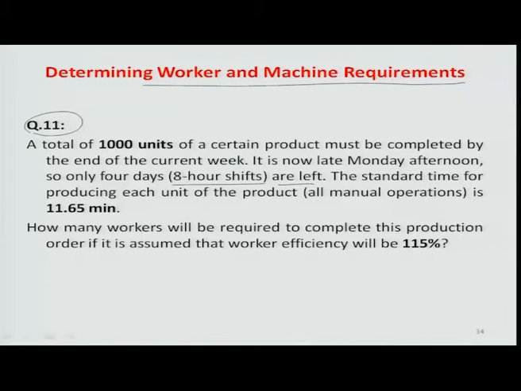The standard time for producing each unit of the product, all manual operation, is 11.65 minute. So we have 1000 units of a certain product, the standard time for producing is 11.65 minute, and we have 4 days. Then how many workers will be required to complete this production order if it is assumed that worker efficiency will be 115%?